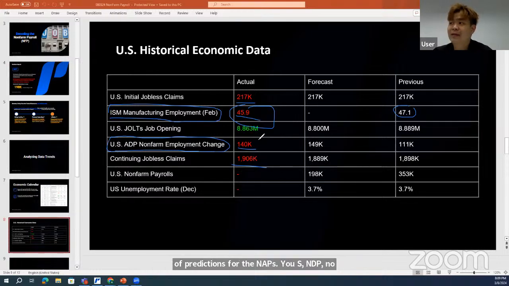And then you can also notice this data, the reading actually only came in at 140K, which is also worse than the market expectation. The reading here is the lower the better. And then continuing jobless claims are actually worse than the market expectation also.